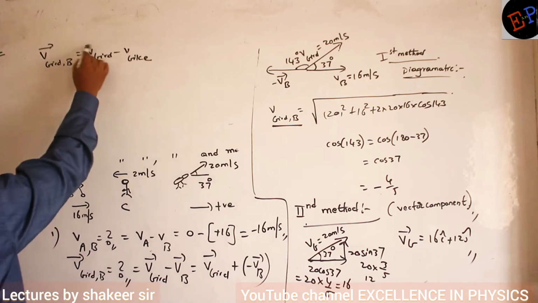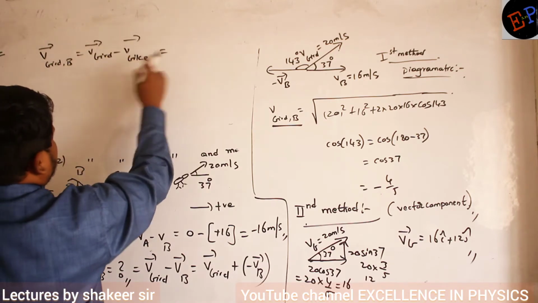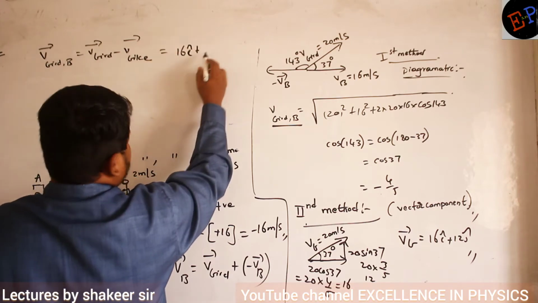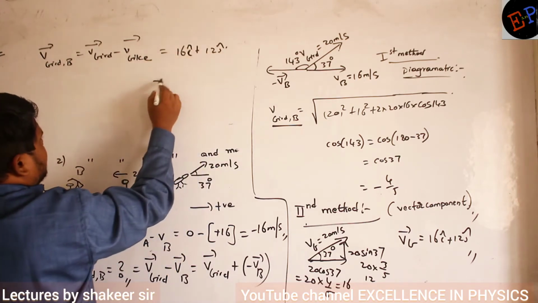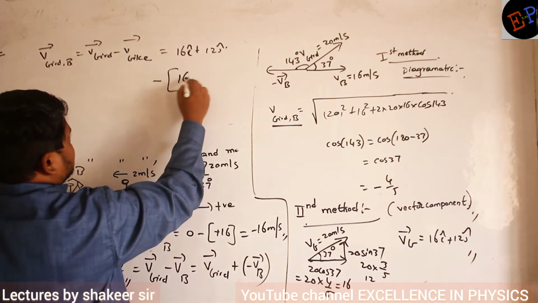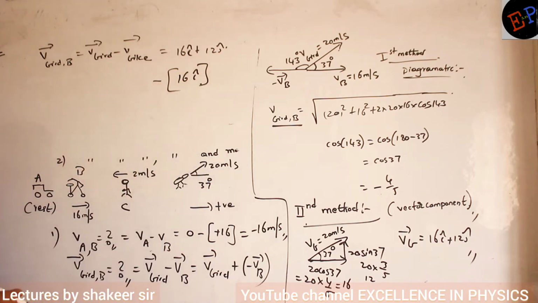This is how I have to write now. So velocity of bird, what is the velocity of the bird in the form of vectors? 16 i cap plus 12 j cap, minus the velocity of the bike. Bike is traveling in this direction, no? And this is positive x-axis, no? Can't you write 16 i cap? So 16 i cap. Are you able to understand?